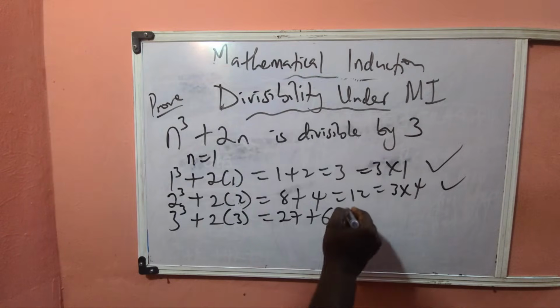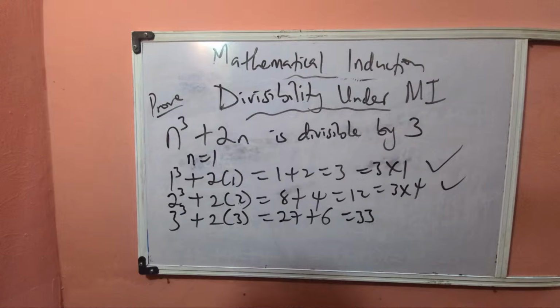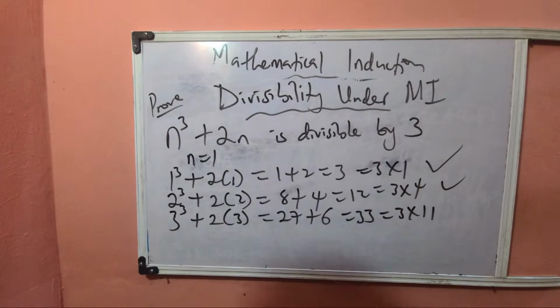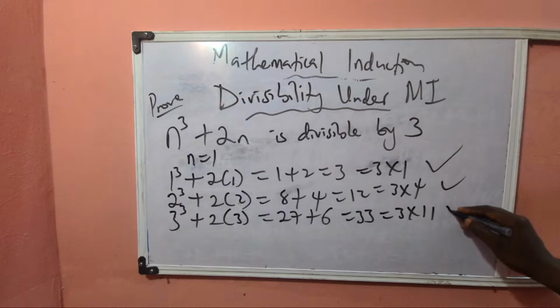That's 33. This obviously is 3 times 11. That means it's divisible by 3, 11 times. Now we can see that our base steps all work.